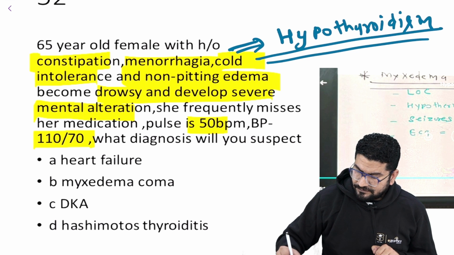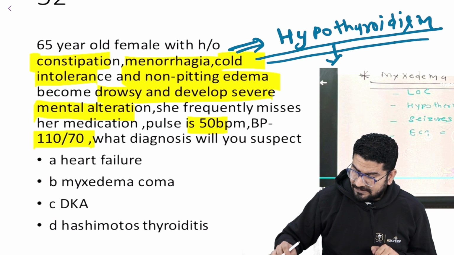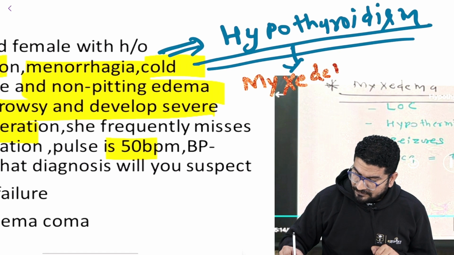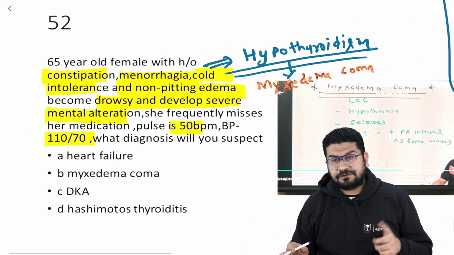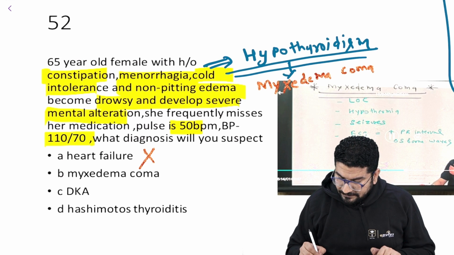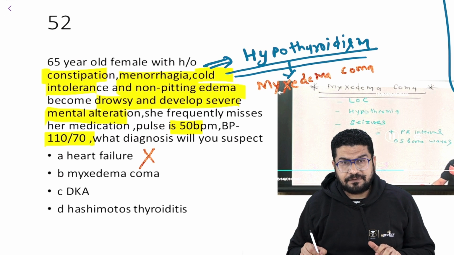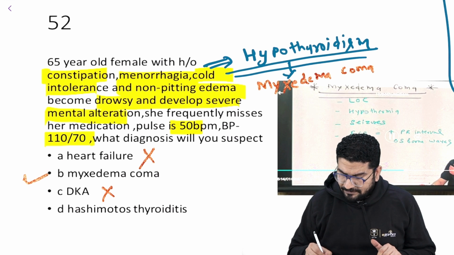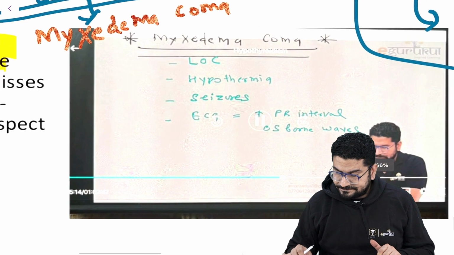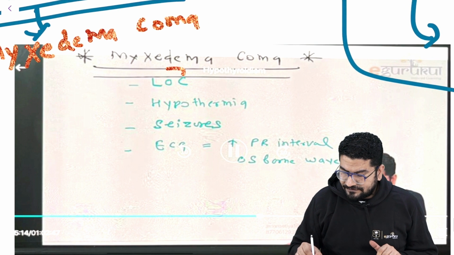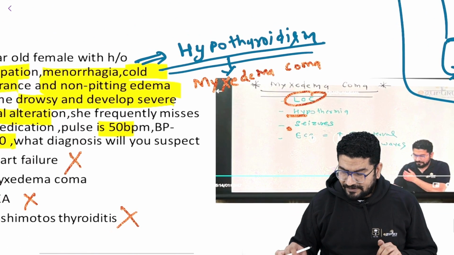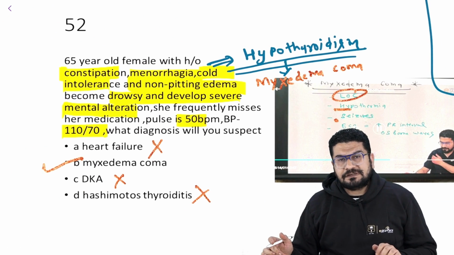Because of this, now she is having myxedema coma. So without any doubt, if I see this question, I will make a diagnosis straight away. There is no heart failure, no ketone bodies, nothing like that, no diabetes, no DKA. Hashimoto can be a cause which can progress to myxedema coma. So diagnosis is myxedema coma. You can see there is loss of consciousness, hypothermia. Patient can have seizures, and on ECG you can see Osborn waves because of hypothermia. Clear?